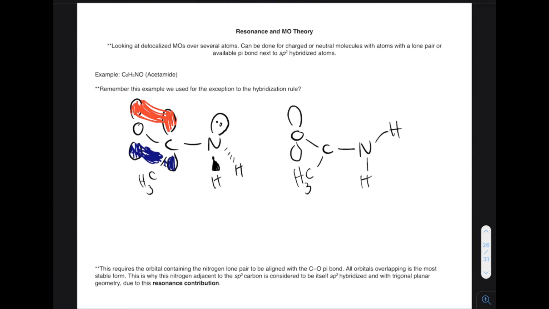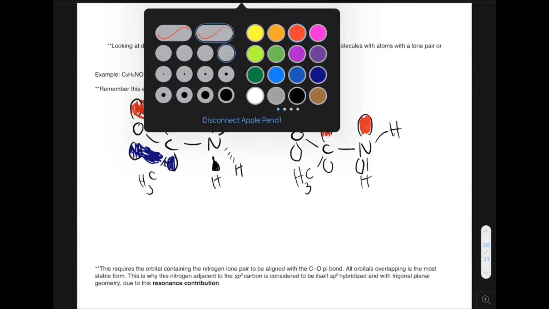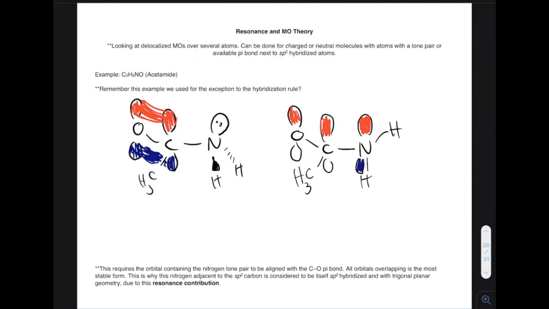Like this, boom, boom. And now the nitrogen has, because we've drawn it sp2, an unhybridized p orbital that is now containing the lone pair. So let's go ahead and fill in those lobes. Actually, just for clarity's sake, I'll go ahead and draw the electrons like this.